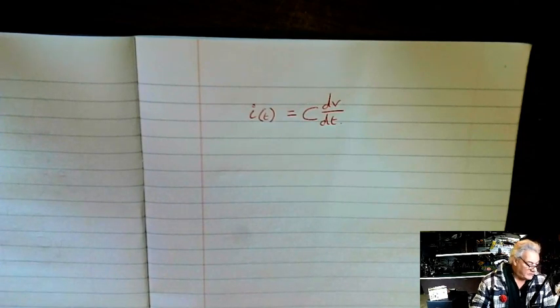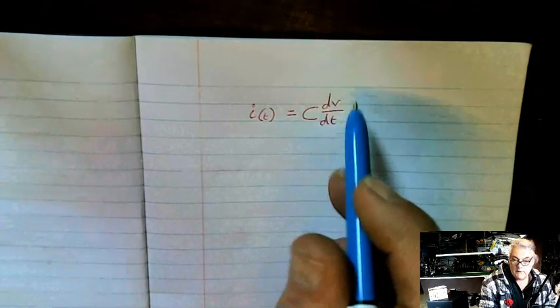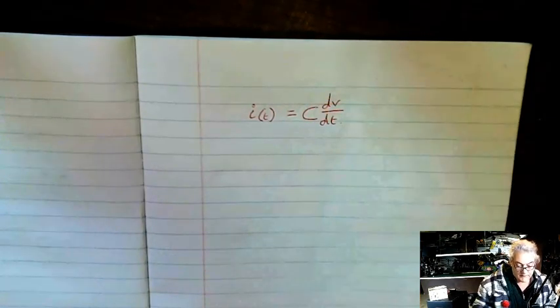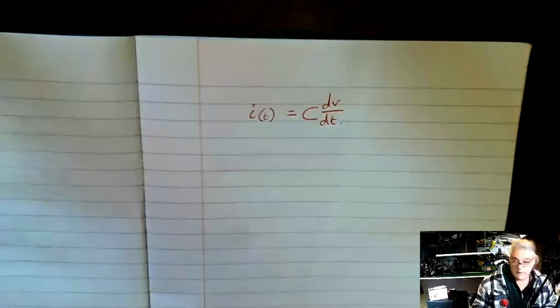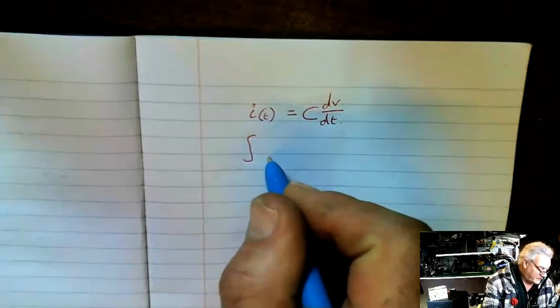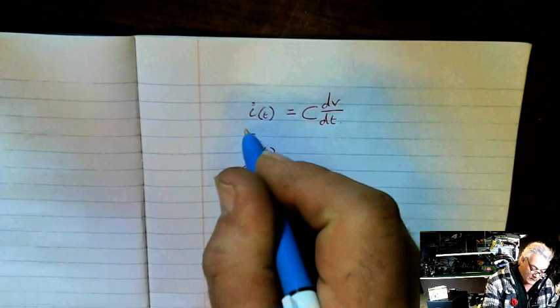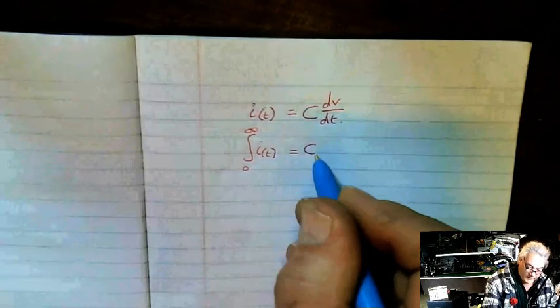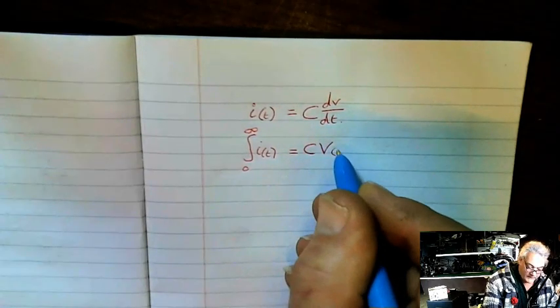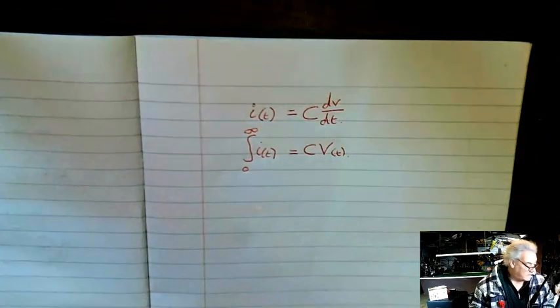Okay, so if we want to get things in terms of voltage, you'll notice that voltage here is part of a differential, it's the rate of change of voltage. So what we can do is integrate both sides. If we do that, we end up with the integral of I of t from 0 to infinity, although that's not particularly important for what we're talking about here, is equal to C V, and that's V of t. And all that means is that instant in time.